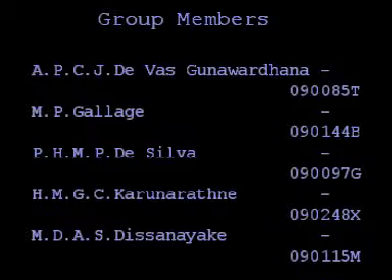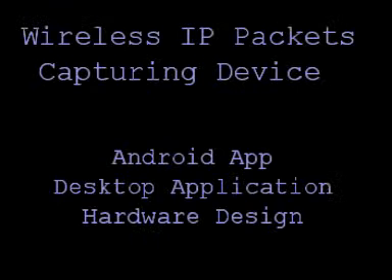Our initial design was to implement an IP packet monitoring device which captures wireless IP packets and filters them as the user needs, then shows those packets to the user. We implemented two software solutions for that, an Android application and a desktop application. Also, we have designed a complete hardware solution.